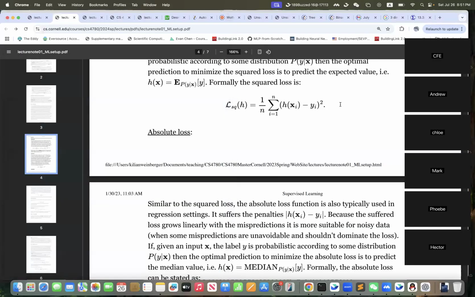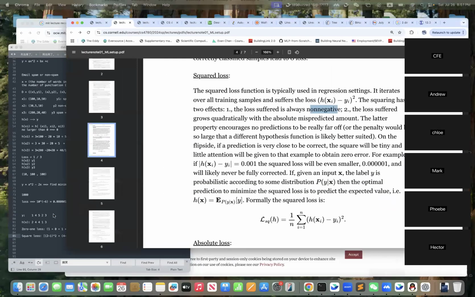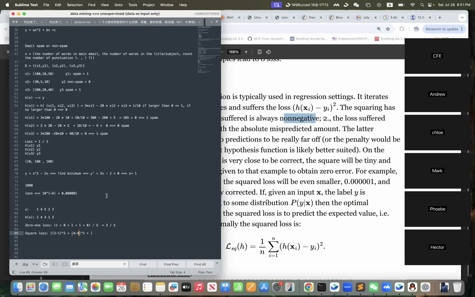And the other thing, I think, is also mentioned in the paragraph here, right? It's non-negative. So why would the loss function be non-negative? Can anyone answer this question? Maybe Phoebe, can you answer this? We just said that a loss function can be 0 when you make a correct prediction. So why does it have to be non-negative? What will happen if it becomes negative? Any guess?